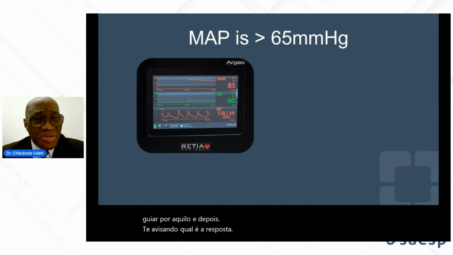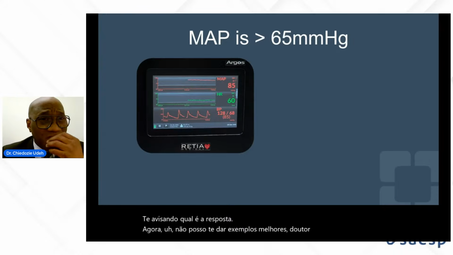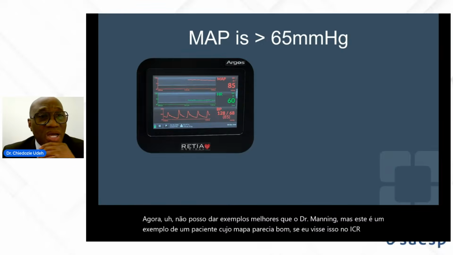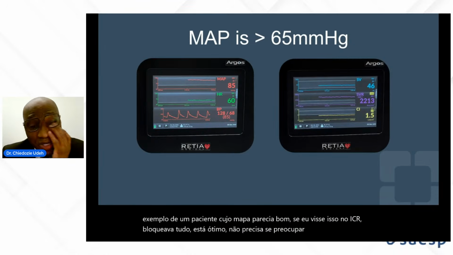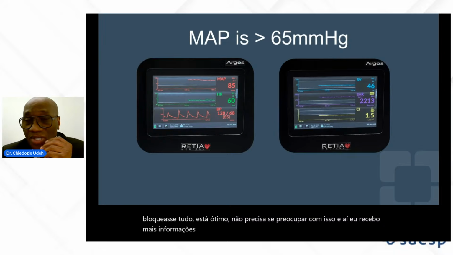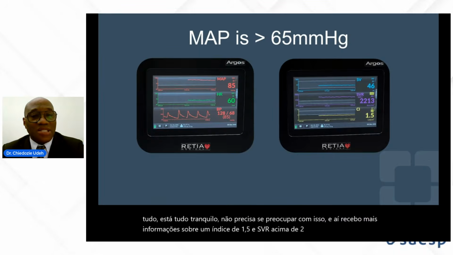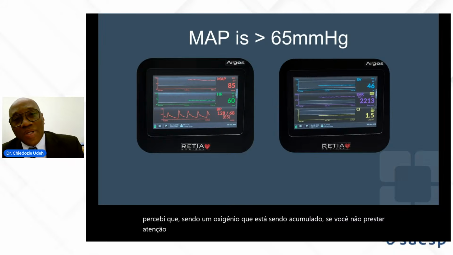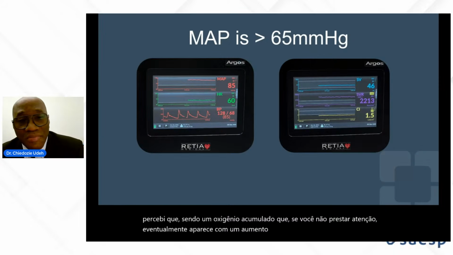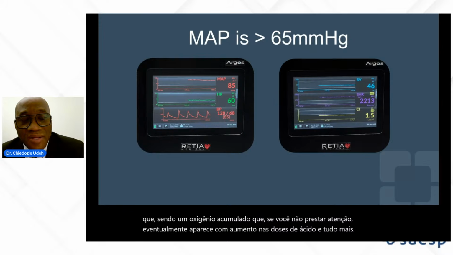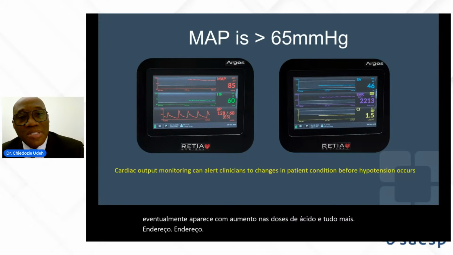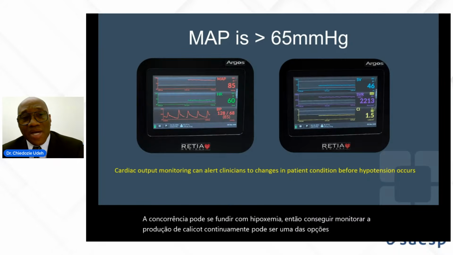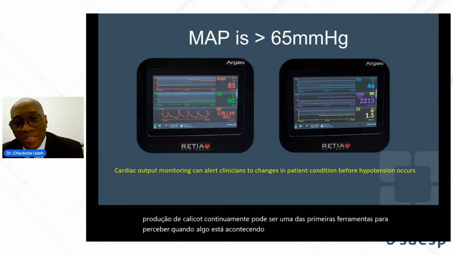Now, I can't give you any better examples than Dr. Manning did, but this is an example of a patient whose MAP looked good. If I saw this in the ICU, I'd be like, everything is hunky-dory, don't have to worry about this. And then I get further information, and the index is 1.5, and SVR is over 2,000. And suddenly I realize there's been an oxygen debt being accumulated that, if you do not pay attention to it, will eventually show up with an increase in acidosis and all the other adverse complications that can emerge from hypoxemia. So being able to monitor cardiac output continuously may be one of your first tools to realize when something is going on behind the scenes.